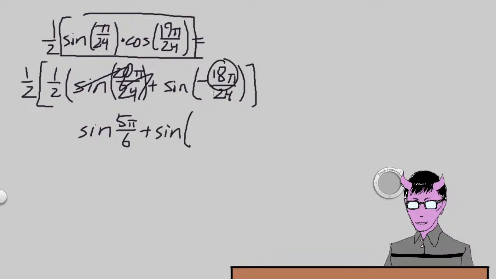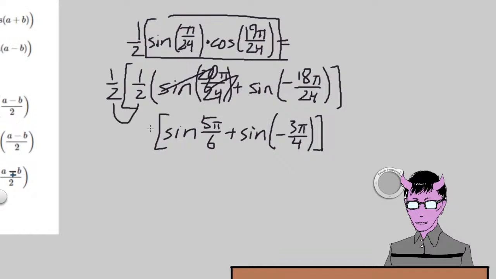So divide by 3 is 6. And then divide by 3 is 8. Oh, we could divide that even further. So we can divide by 6. Yeah, divide by 6, divide by 6. So we get negative 3 pi over 4. Make sure we close the brackets, and then we'll do 1/2 times 1/2.